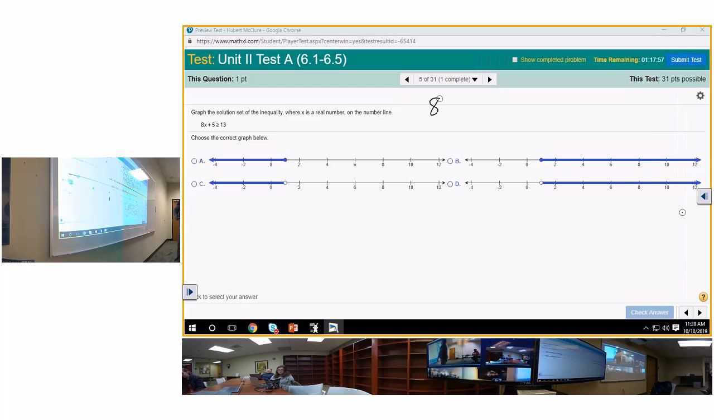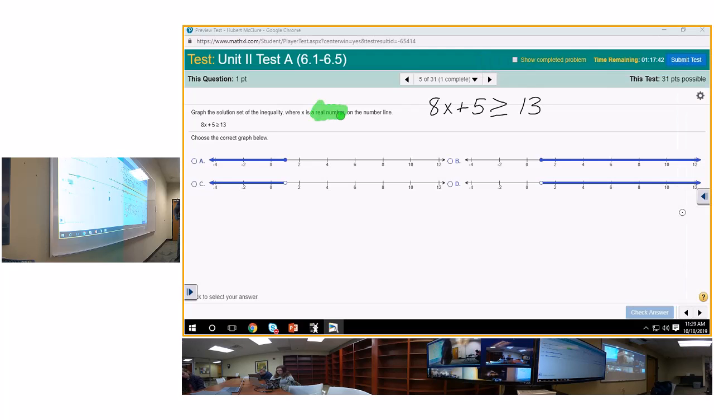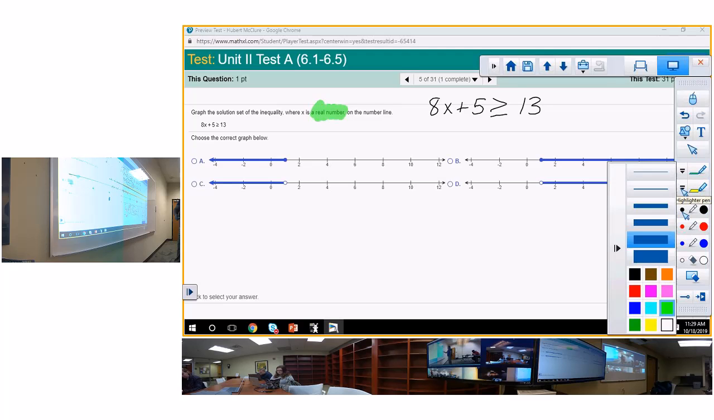8x plus 5 is greater than or equal to 13. Okay, let's take our highlighter out. What is our highlighter going to highlight this time? Real number. That means a shaded line. So all of these could be your answer. Can somebody take two of them off right quick? Yes. I'm going to take my handy dandy highlighter and I'm going to highlight this next.